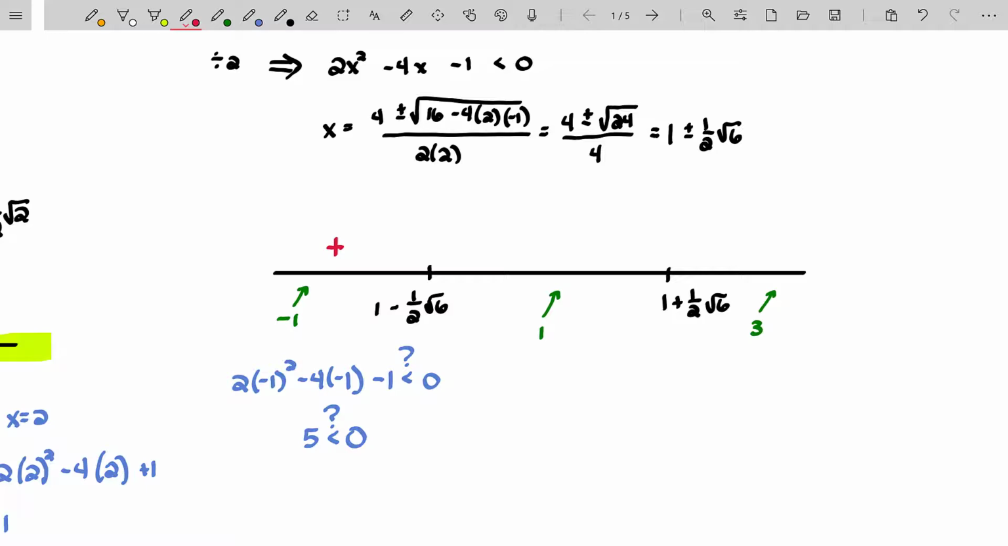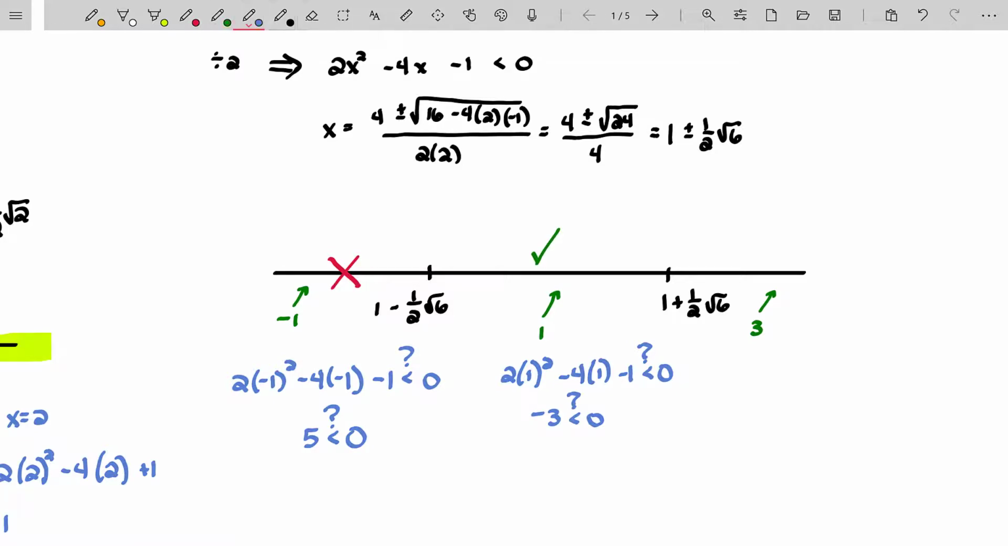To be honest, I think a lot of students do this a different way, where they just say, okay, this region, I know it's not going to be in this region. That's fine. You could totally do that. Trying the middle region. Is it the case that 2 minus 4 minus 1 is less than 0? Or in other words, is -3 less than 0? And the answer is yes.